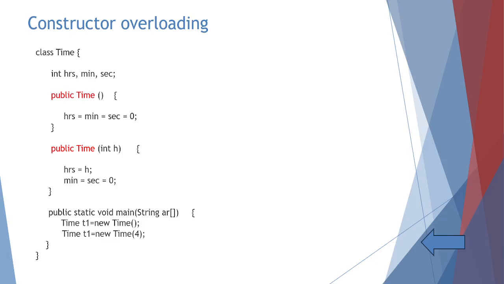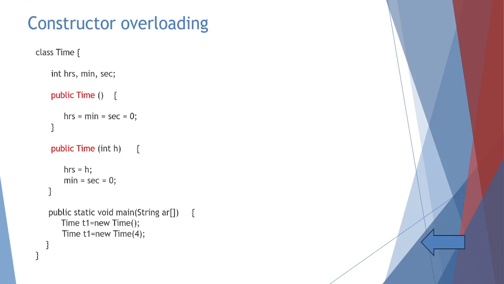So constructor overloading. In the first public time, hours is equal to minutes is equal to seconds is equal to 0. Default constructor. But public time, receiving hours as a parameter from the user and assigning h to hours, that is the instance variable. Now the rest of them, minutes and seconds, equal to 0. As I told you already, all the instance variables should be initialized by the programmer in the constructors.